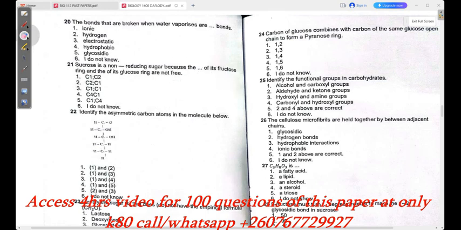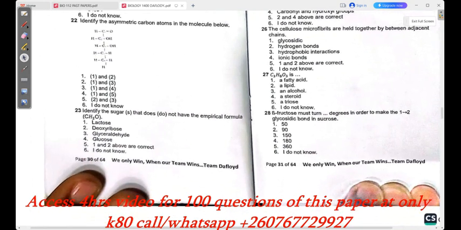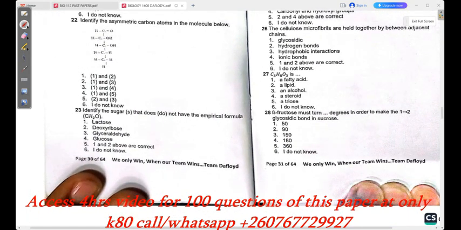And for this bond to be formed, sucrose has to turn 180 degrees. It has to turn 180 degrees for that bond to be formed between carbon 2 of fructose and carbon 1 of glucose. The fructose has to turn 180 degrees for that bond to be possible.